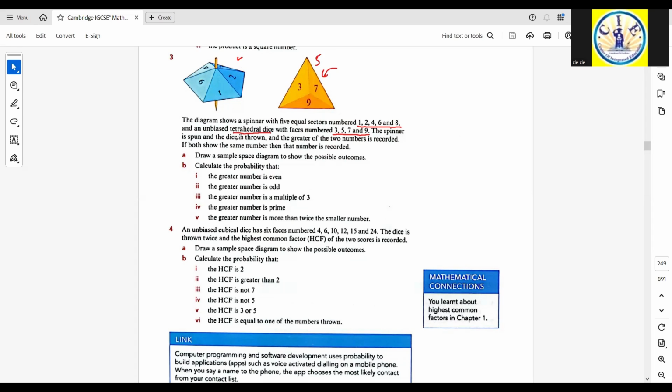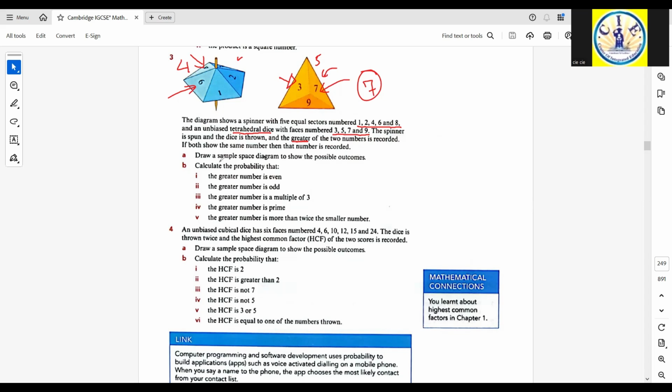The spinner is spun and the dice is thrown, and the greater of the two numbers is recorded. If, for example, this is facing up by 7 and this is facing up by 6, then out of 7 and 6, we are going to record 7 only. This is what is to be done. Similarly, if we are having 4 from this and 3 from this, we are going to record 4, not 3, and so on. If both show the same number, then that number is recorded.